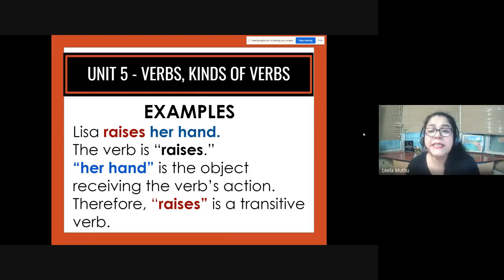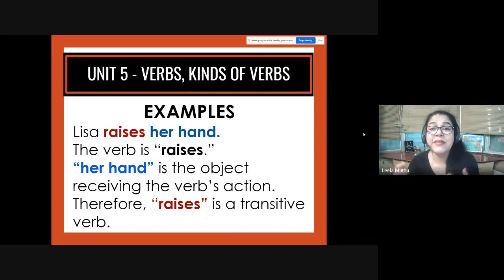Lisa raises her hand. Let me read the sentence and we identify the subject, the verb, and the object in the sentence, if there is an object. Okay. So in this case, who's doing the action? Lisa. She is the subject of the sentence. What's the verb? Raises. That's the verb. Now let's ask the question after the verb. Lisa raises what? There is an answer. Lisa raises her hand. That is the object of the sentence.